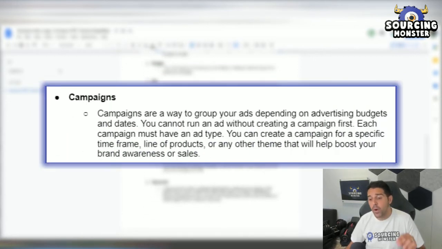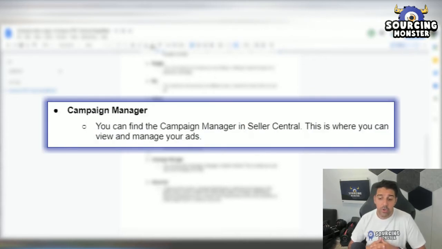Campaigns. Campaigns are a way to group your ads depending on advertising budgets and dates. You cannot run an ad without creating a campaign first. Each campaign must have an ad type. You can create a campaign for a specific time frame, line of products, or any other theme that will help boost your brand awareness or sales. Campaign Manager. You can find the Campaign Manager in Seller Central. This is where you can view and manage your ads.